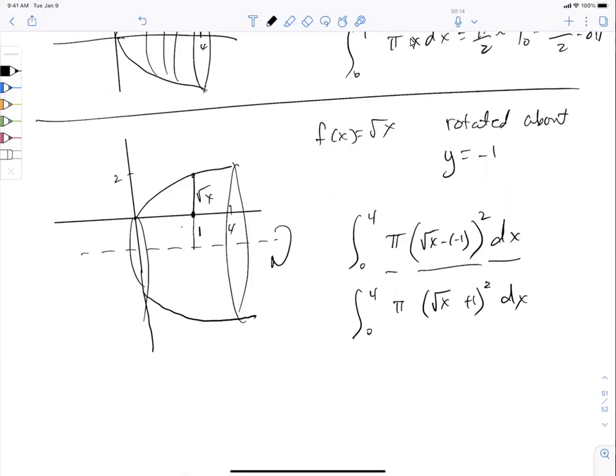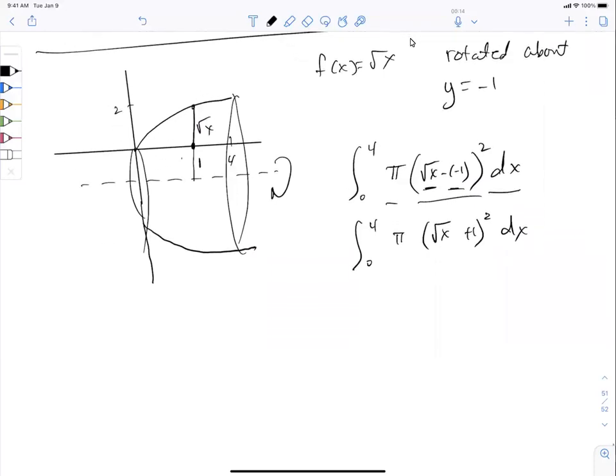So that's the case where you look at moving the line of rotation below the x-axis. So you subtract the function minus the line, whatever it is, which now becomes plus because it goes below the x-axis.